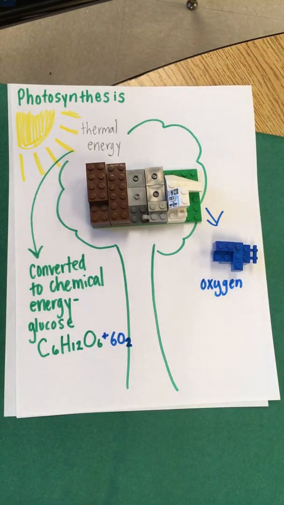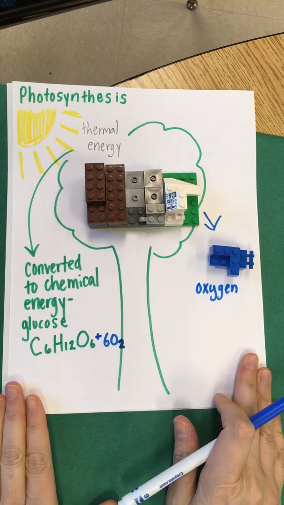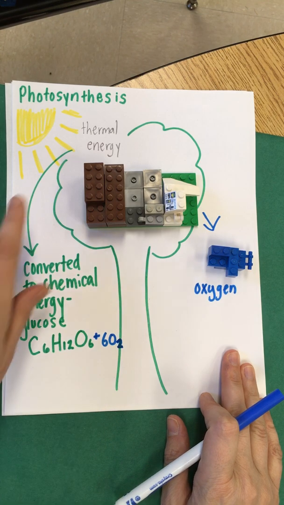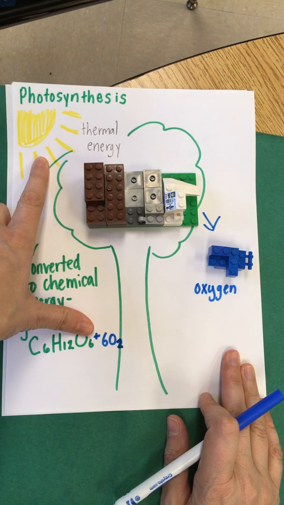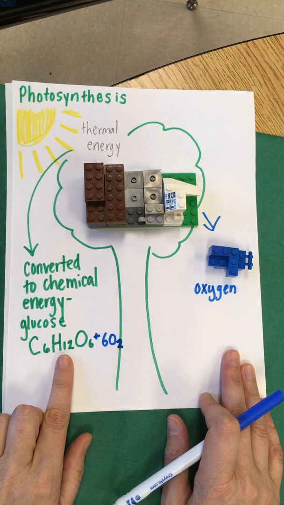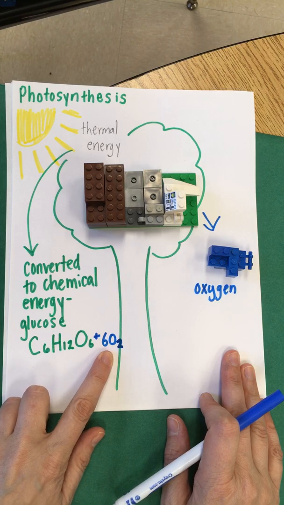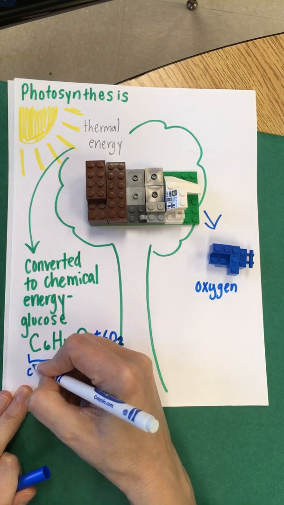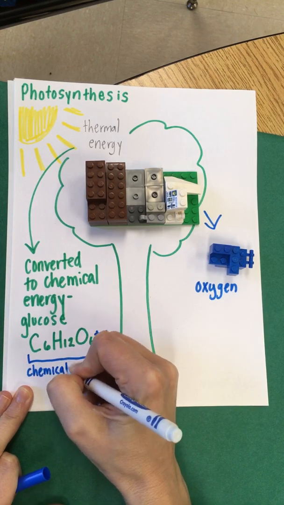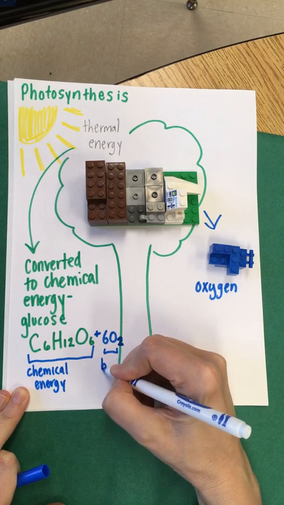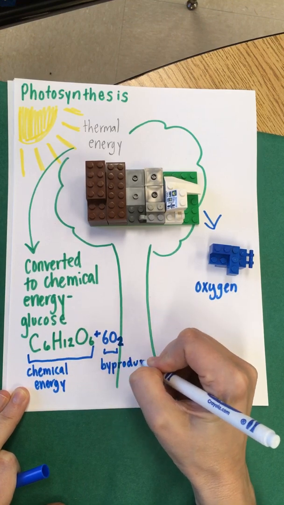All right, so there you have it. This is my model showing you how photosynthesis works inside the plant. We converted the thermal energy from the sun to chemical energy in the form of glucose and oxygen, which is a byproduct or waste. So this here, this is the chemical energy. This is the byproduct or waste.